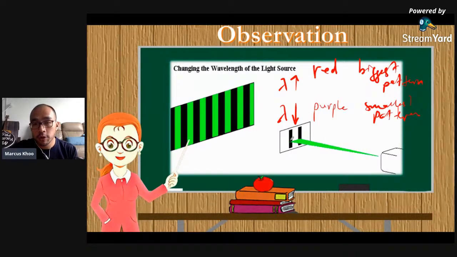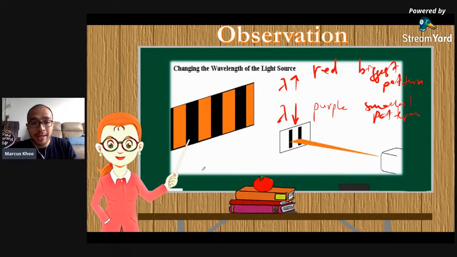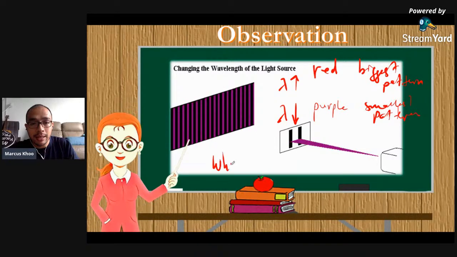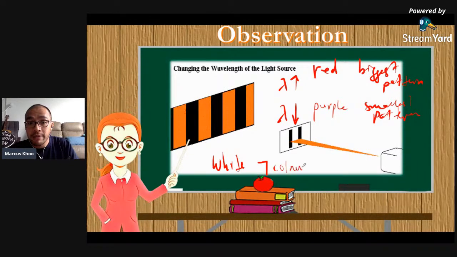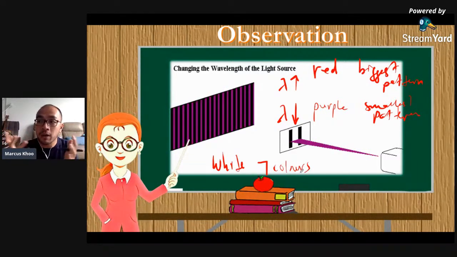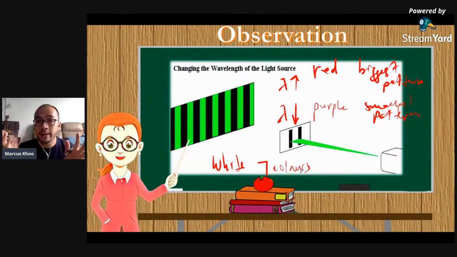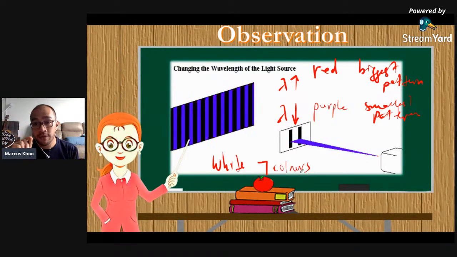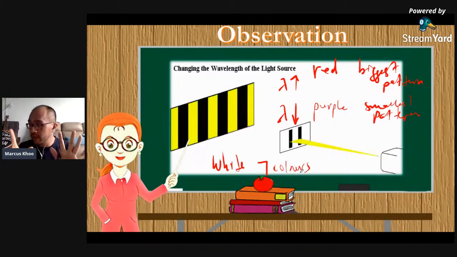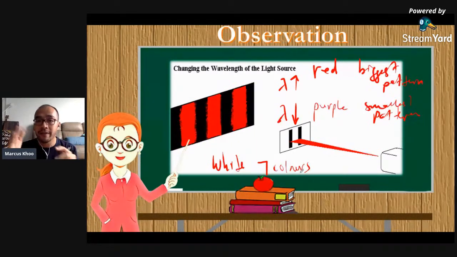Also, for your information, our white light is actually a combination of the 7 colors of the rainbow. When you combine them all, it becomes white. So white light has no specific wavelength. Only the 7 colors of the rainbow have specific wavelengths.